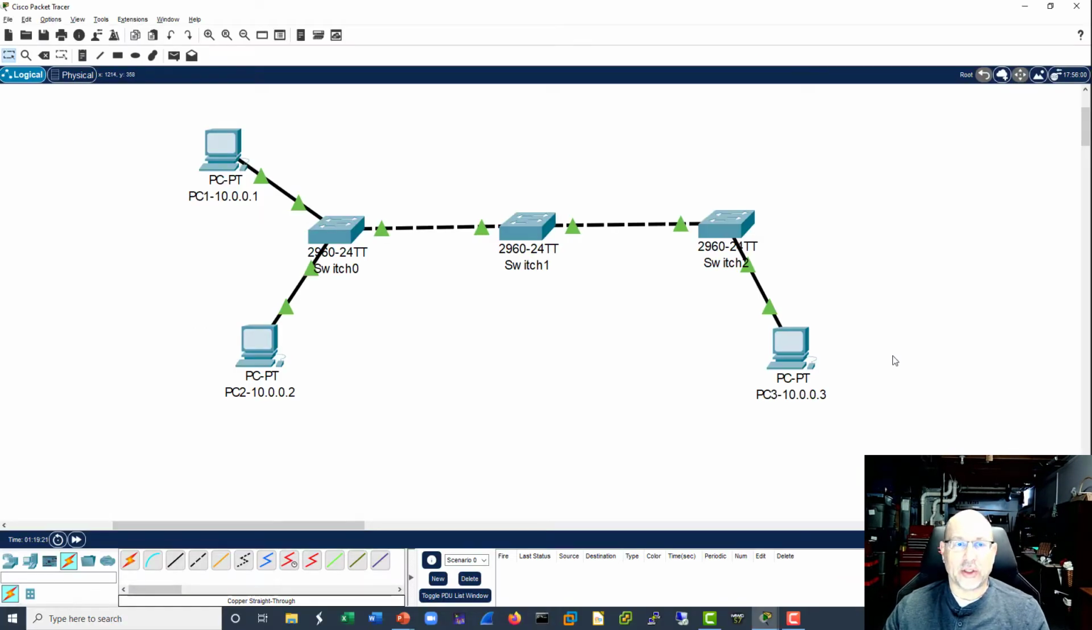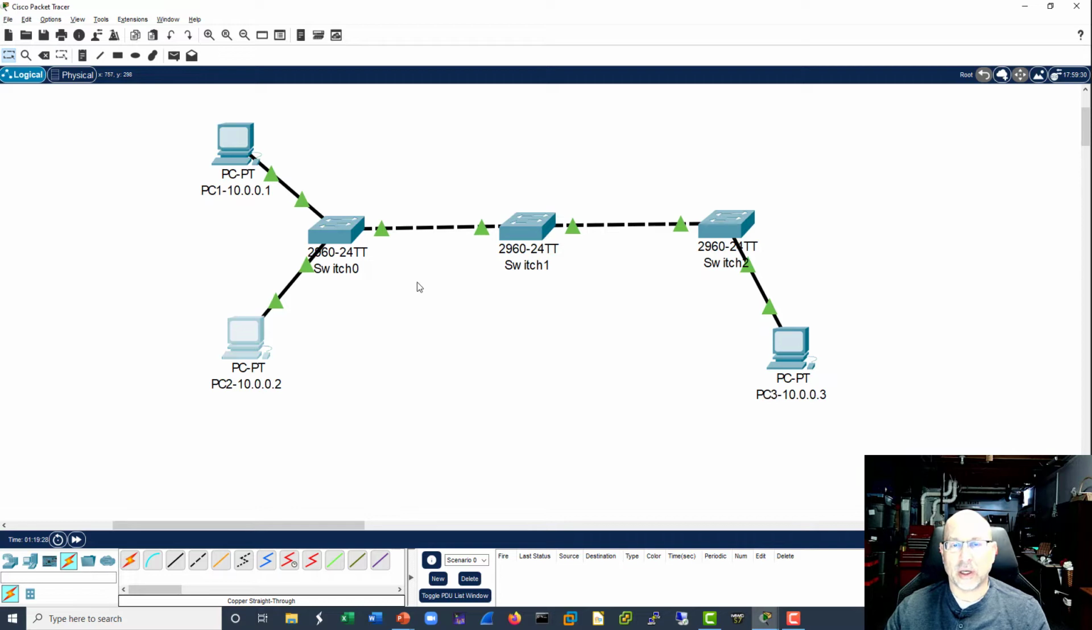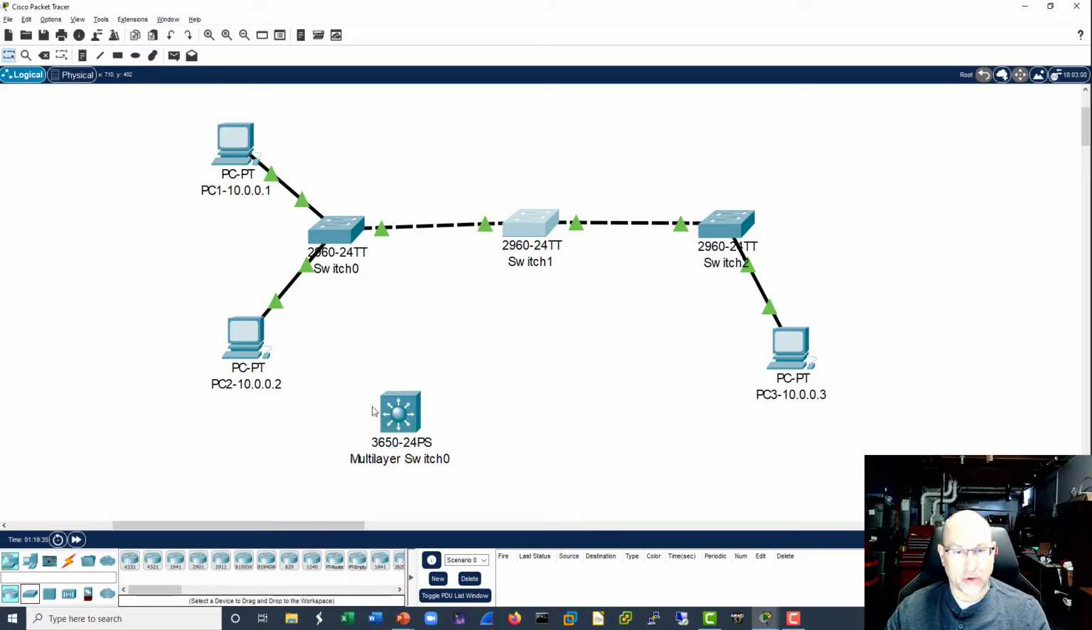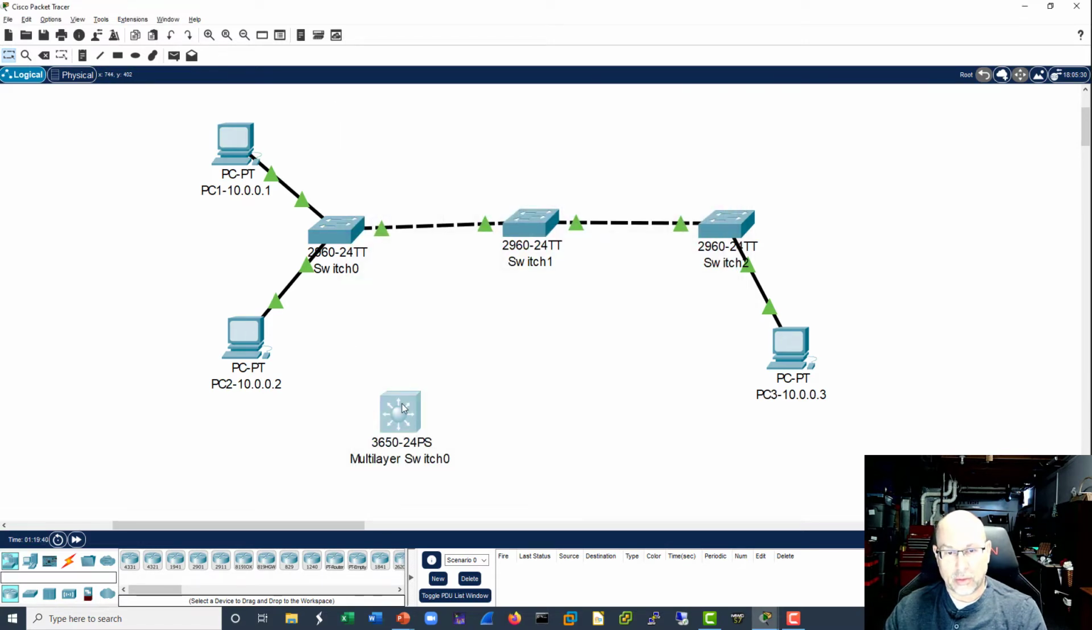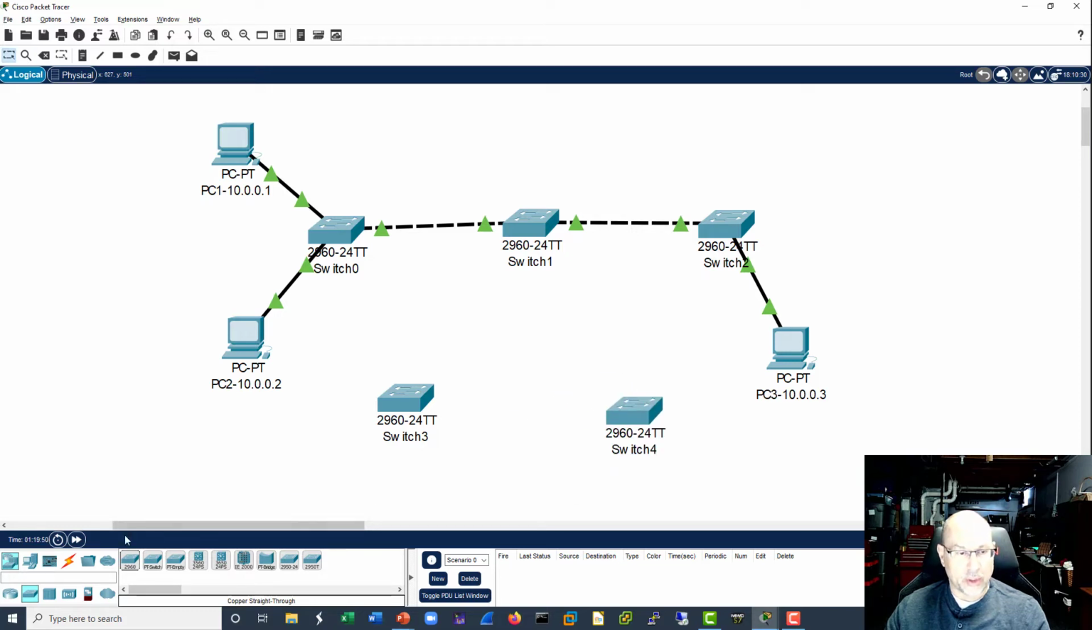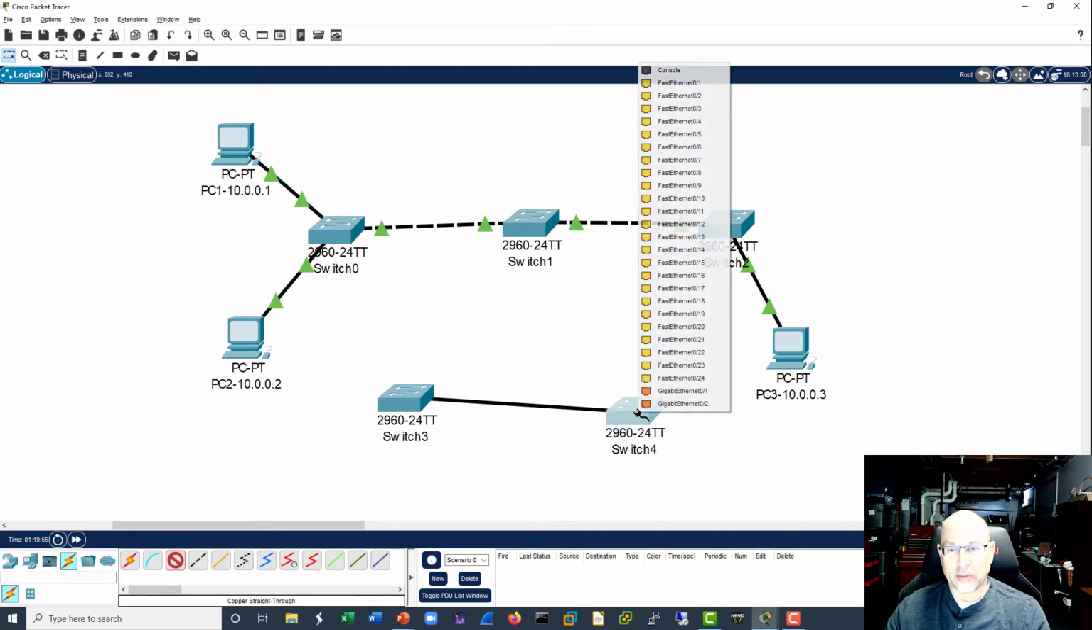If we take a look at this topology, we can see that our PCs are connected to the switches, and we've got what looks to be a solid connection. And here I use these dashed lines. Now I could have gotten away without that. So I could have gotten away with this. If I use my connection, I could take this guy here and connect them together.